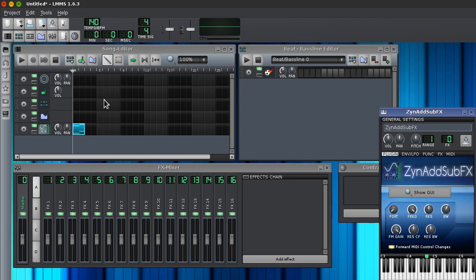Hi, this is Epic M Studios, and today I'm going to be showing you how to recreate the Roland Alpha Juno Hoover sound. You can read about it on Wikipedia if you want. So without further ado, here it is.